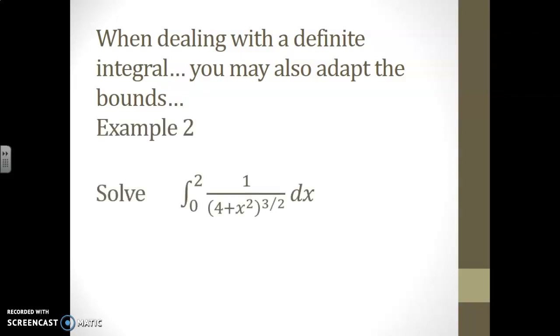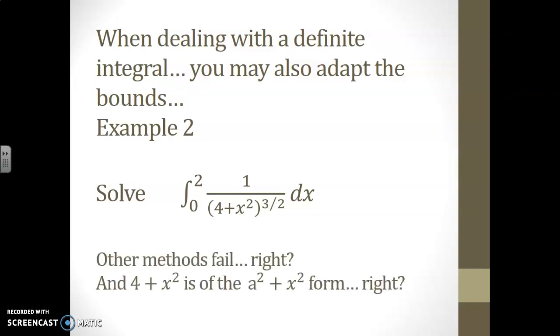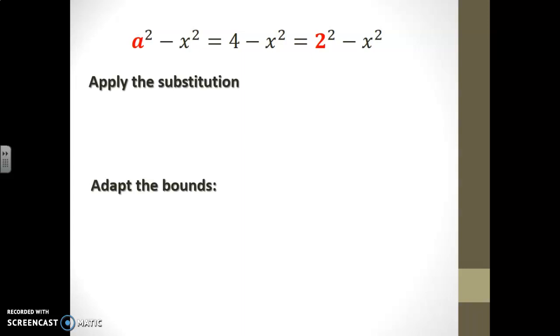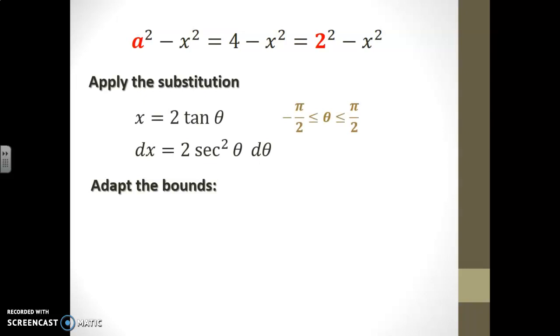For instance, here is an example where we will integrate from 0 to 2, 1 over 4 plus x squared to the 3 halves. This is not a basic form, and the fractional exponent is what is causing our main difficulty. Thinking of 4 as the a squared term allows us to pick a to be 2. And therefore we will try to apply a substitution and adapt the bounds accordingly. In this case, 2 tan theta would be our substitution, with dx being 2 secant square theta d theta.